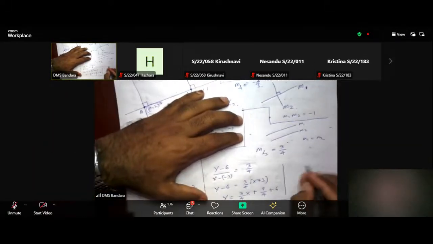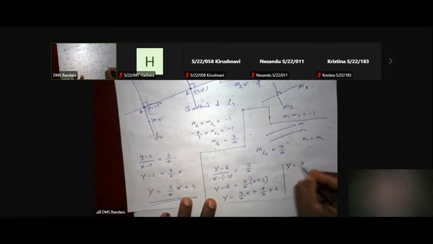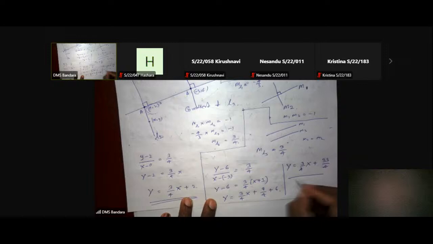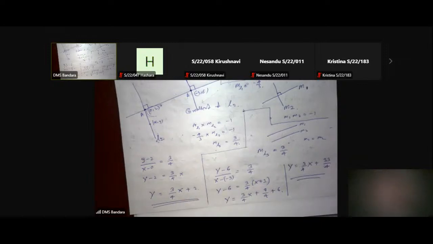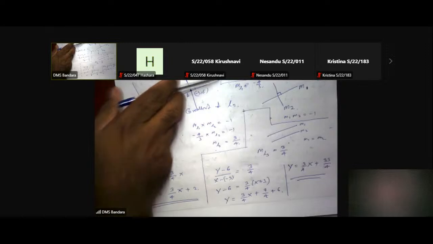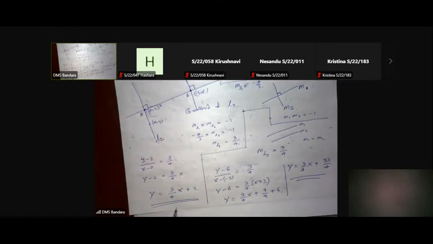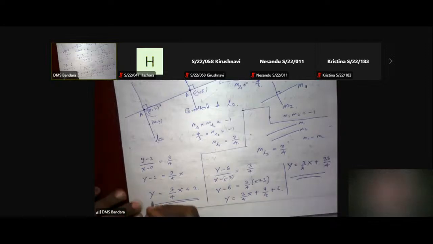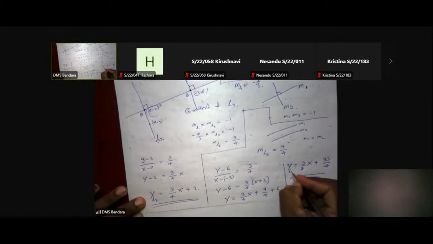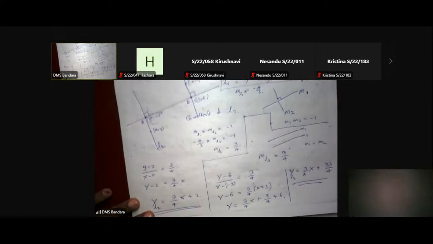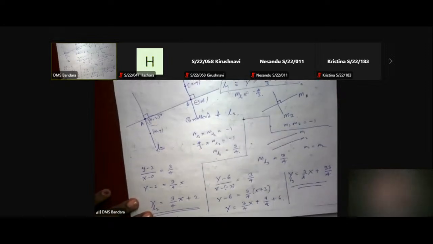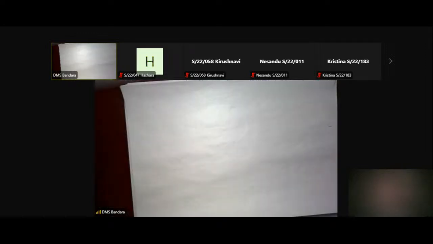You can simplify this one. So y equals 3 over 4 x plus 33 over 4. This is the equation of L3, right? The line perpendicular to L1 is L2. The line parallel to L2 is this one. I call them L2 and L3. Very simple, right? Find the equations of the lines. Solve question 3. I hope this is a very simple one.